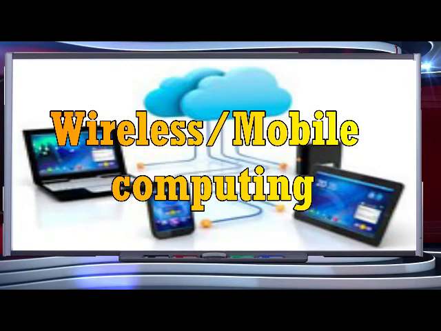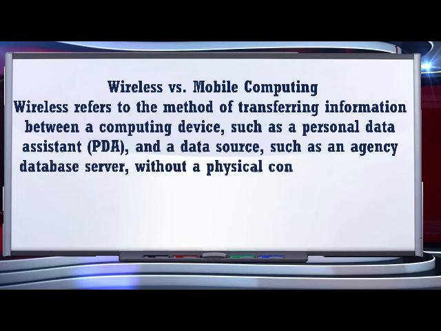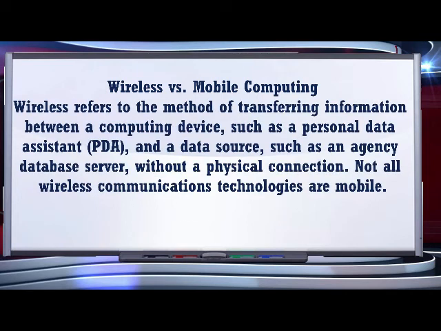But before discussing various wireless and mobile technologies, we must be clear about what wireless and mobile computing is and the difference between the two. Let's first discuss these two differences. Wireless refers to a method of transferring information between a computing device such as a personal data assistant, which we also call a PDA, and a data source such as an agency database server without a physical connection.